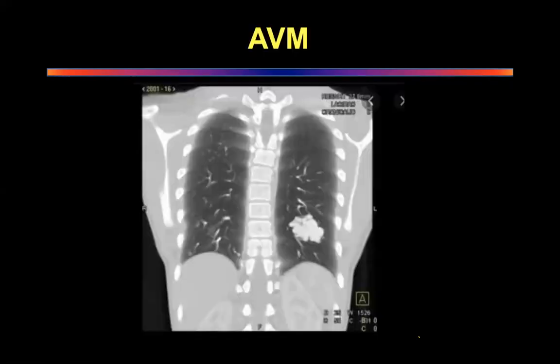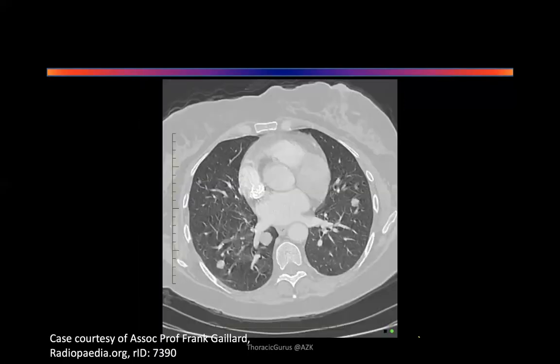Very well done. What's the syndrome? I wouldn't be knowing that, sir. HHT, sir. Yeah, HHT. What's the name? Hereditary hemorrhagic telangiectasia. What is the other name, if he's got multiple telangiectasia on the skin? That is Osler-Weber-Rendu syndrome. Okay, good.